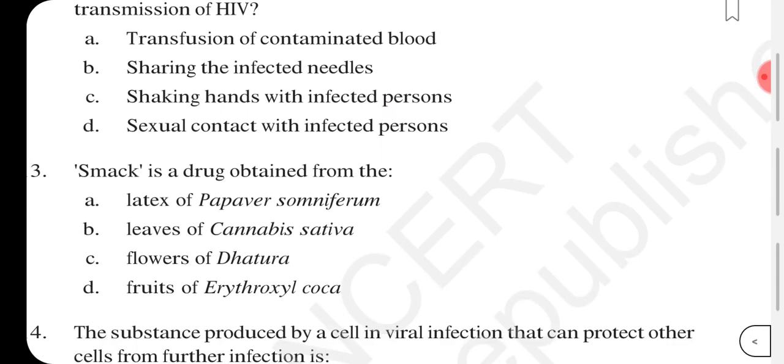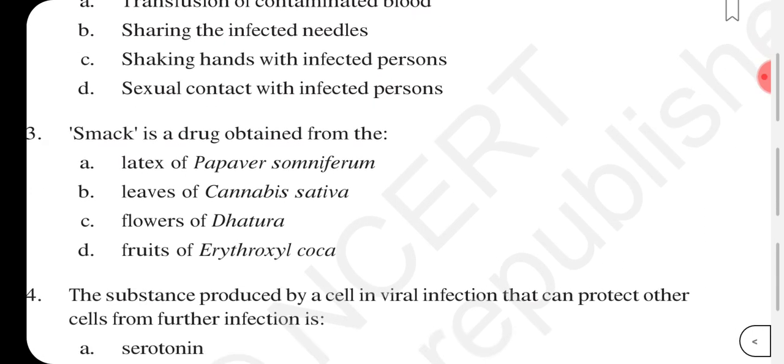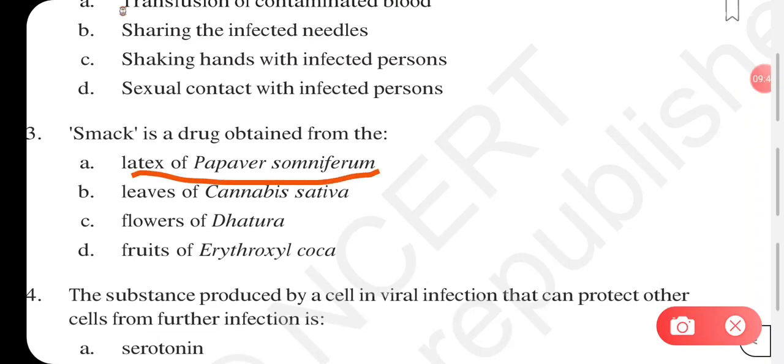Okay, moving on to the next one, smack. Smack is a drug obtained from latex of Papaver somniferum, leaves of Cannabis sativa, flowers of Dhatura, or fruits of Erythroxylum coca. So here the correct answer is option A, that is latex of Papaver somniferum. Okay, smack is a drug, it is obtained from the latex of Papaver somniferum.